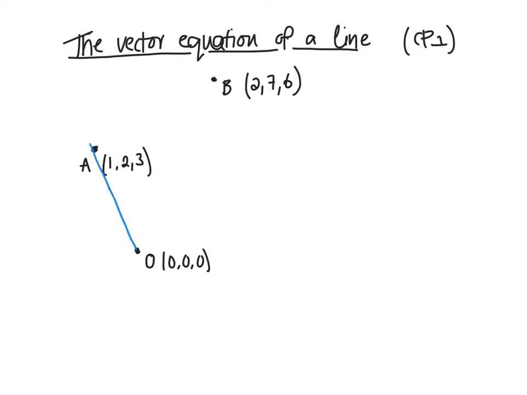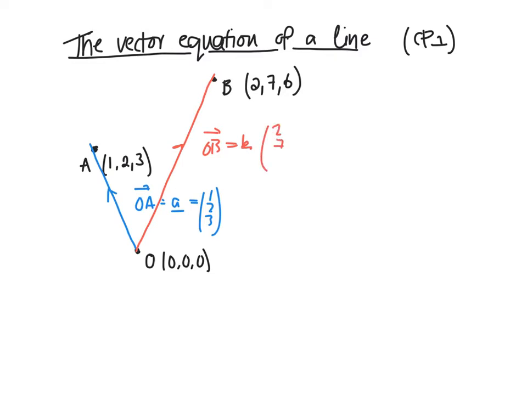I can create the vector OA, and OA, which we could call A in this case, would be the vector 1, 2, 3, and I'm using columns because I don't want to write loads of extra i's, j's and k's. I can do the same with the vector OB, which we could call B as well, it's quite helpful, smaller notation, and that would be 2, 7, 6.